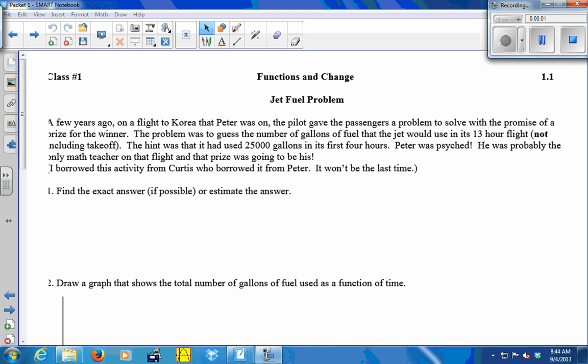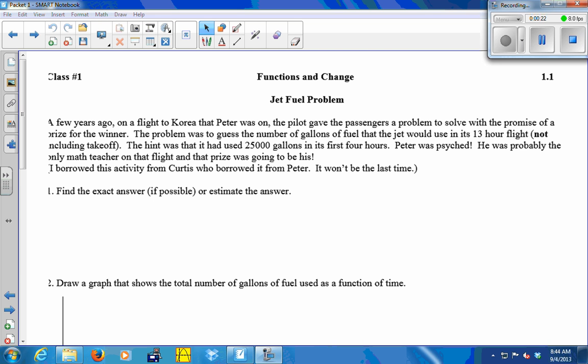A few years ago, on a flight to Korea that Peter was on, and Peter, many of you have probably met him. He was the dean of our division. He retired in June, but he's still teaching math in the math department. He was on a flight to Korea, and the pilot gave the passengers a problem to solve with the promise of a prize for the winner.